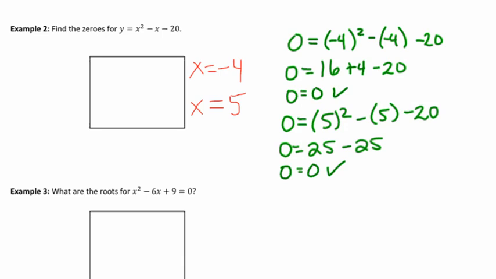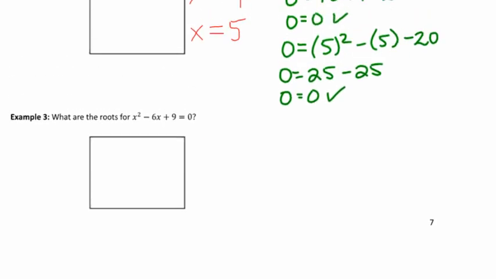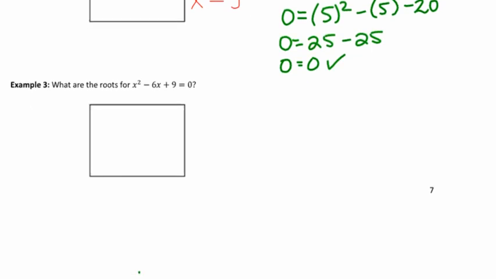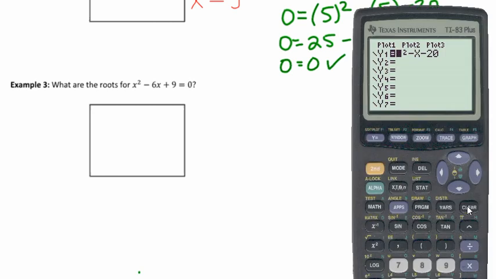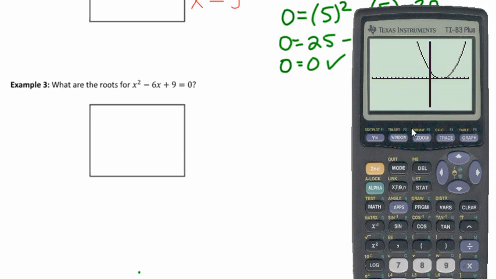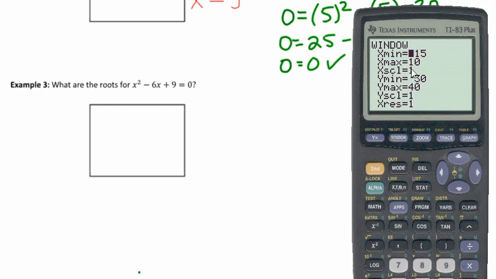Last example, example 3. Last on this page, I guess. What are the roots or our zeros or our x-intercepts for x squared minus 6x plus 9 equals 0? So x squared minus 6x plus 9 graph. Okay, we can change our window a little bit, say negative 5. We can lower our y's.